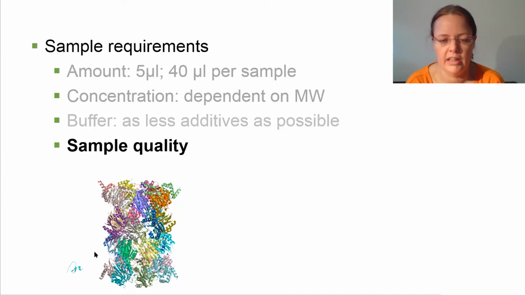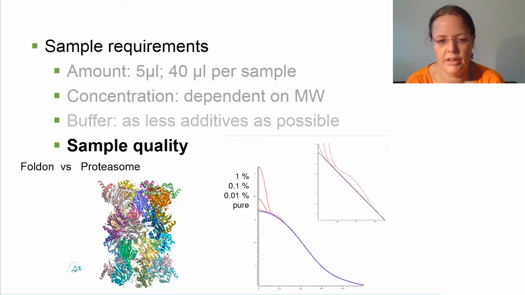Now I just did a theoretical calculation. If I was working on Foldon and accidentally got some proteasome contamination in my sample, this is how it would affect the SAXS scattering curve. So in blue would be the pure Foldon curve, and I add percentages of proteasome, because remember, it's dependent on the size. So the bigger the contamination, the more influence it will have on your overall scattering curve. So this is just to be aware.